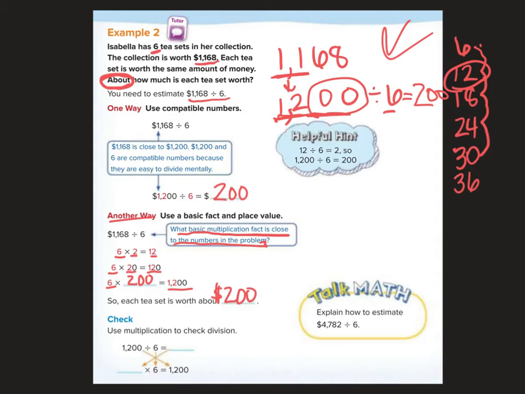Use multiplication to check your division. So we said 1,200 divided by 6 is 200. So if I say, well, what's 200 times 6? Well, 2 times 6 is 12. 200 times 6 is 1,200. And we're good to go, right? So let's look at some more.